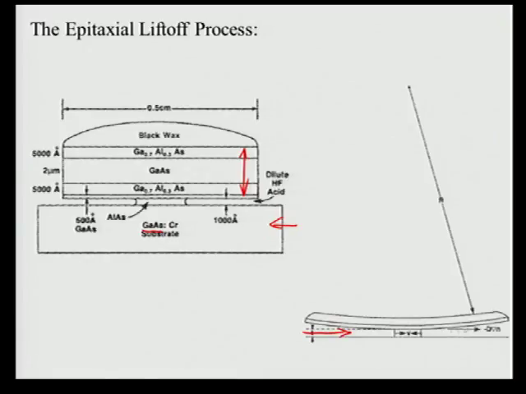The acid comes in and floats the epitaxial film off. Epitaxial film, this is the best gallium arsenide you're ever going to have. And it can be made at low cost because you're reusing the substrate.